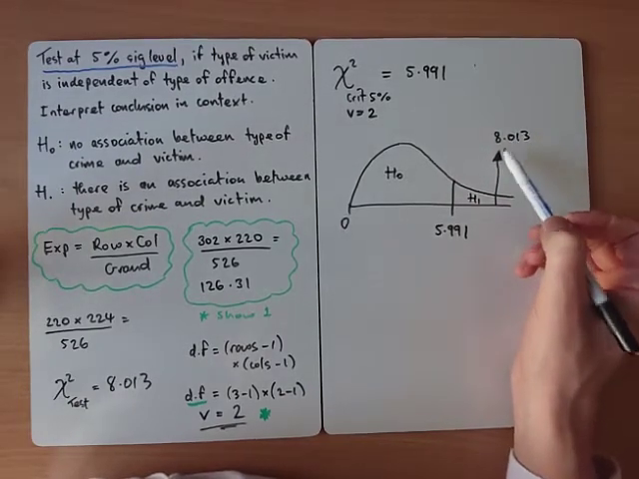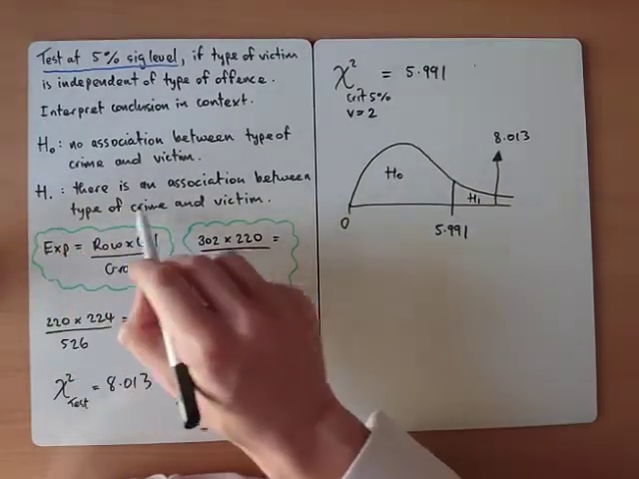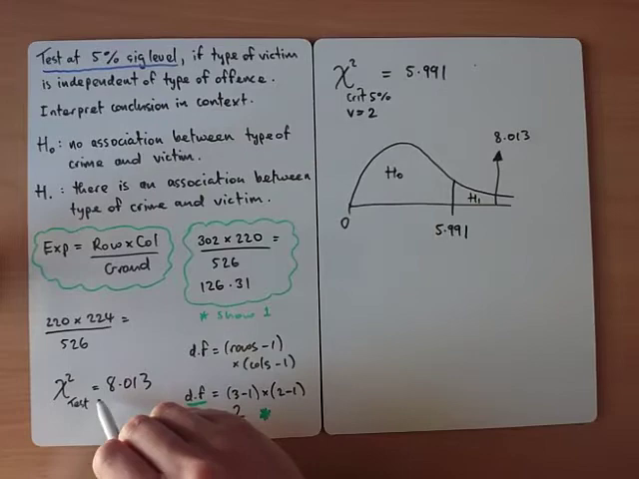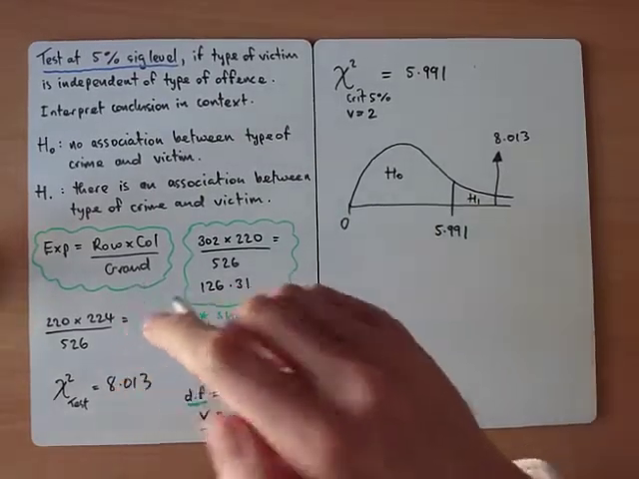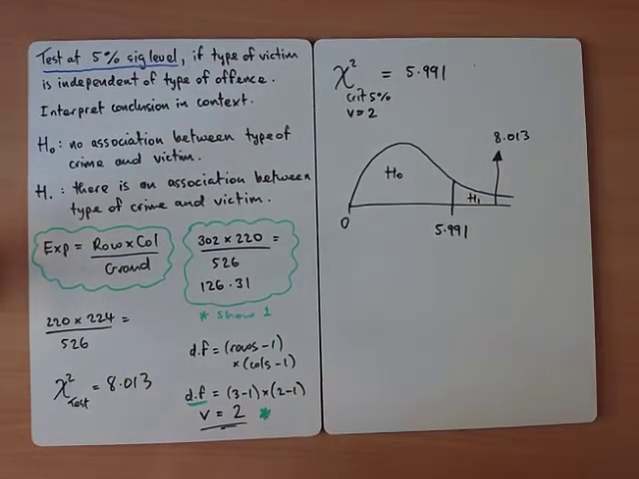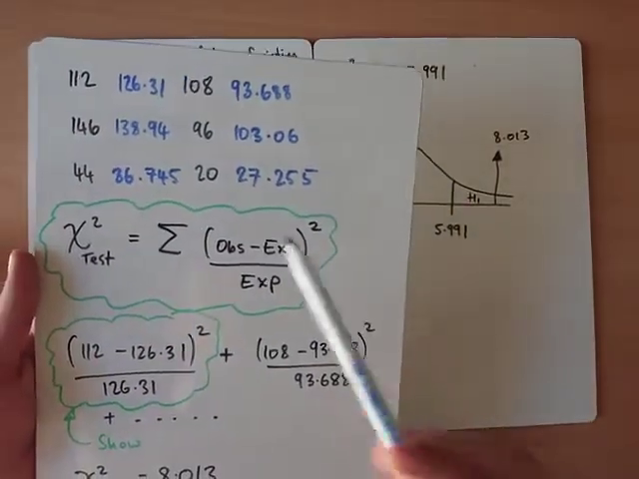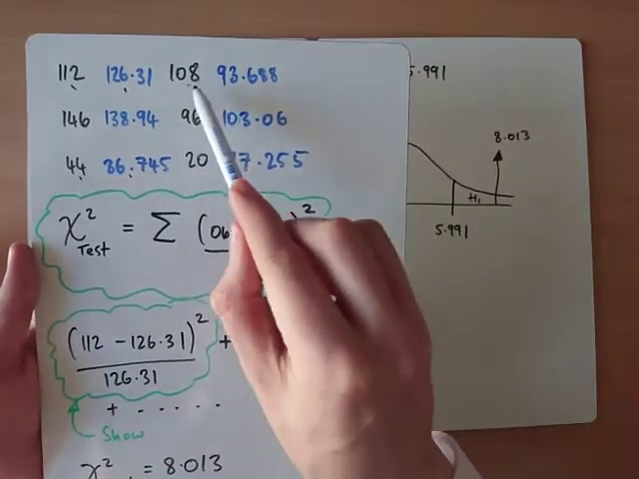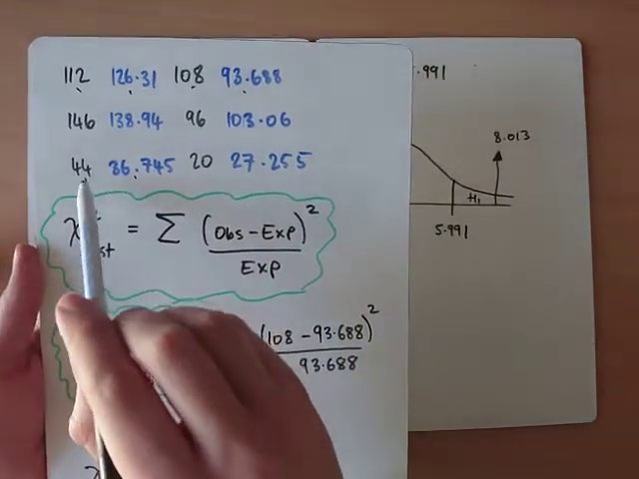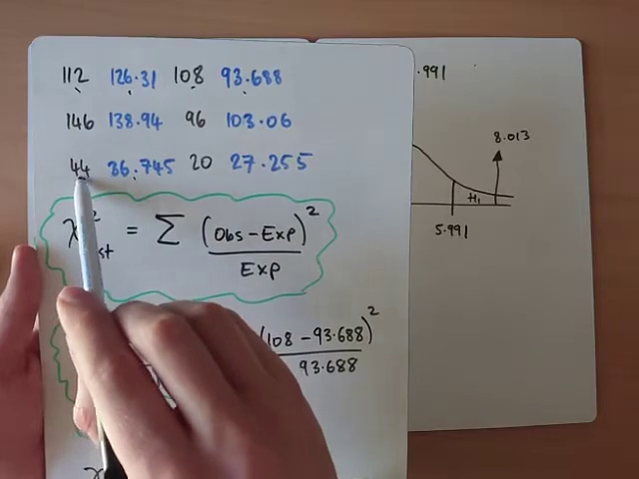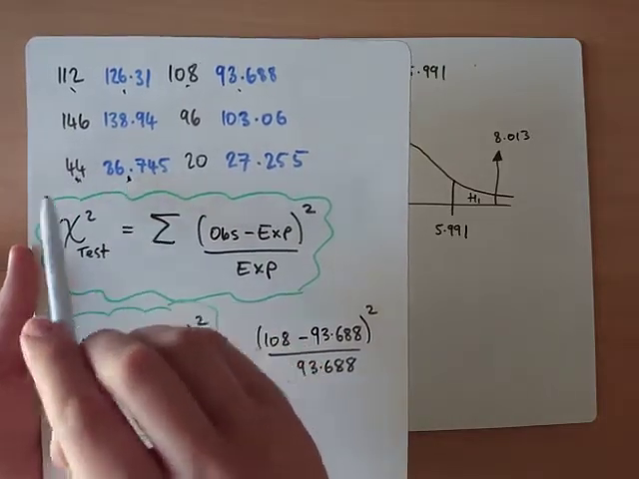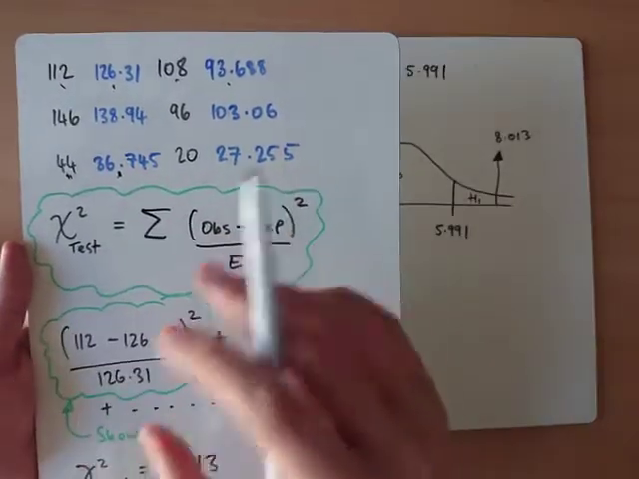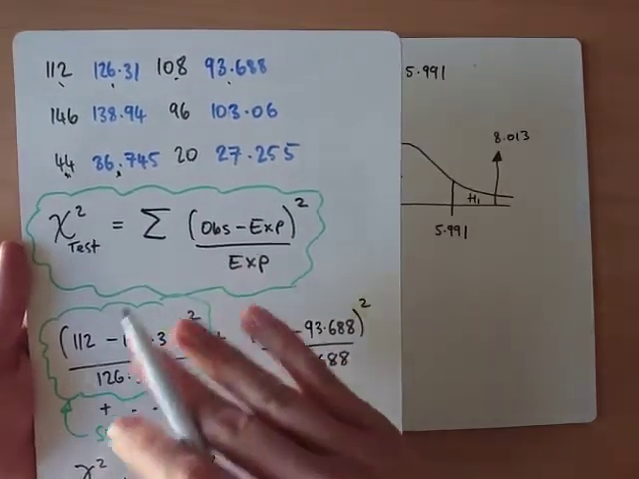This is going to lead me to go with H1 and say that there is an association between the two things. Because we've got quite a large test stat, in other words, if we go back to what I was talking about earlier, these values are quite far away from each other, okay? So in other words, more individuals were victims of arson. Like there's a link between the type of crime and the type of victim. There is an association between these two things. It's not happening at random.